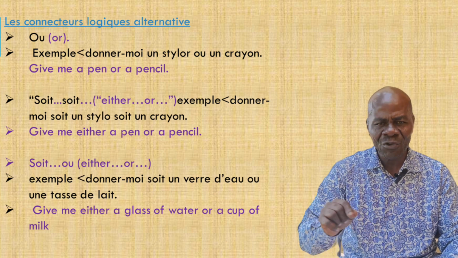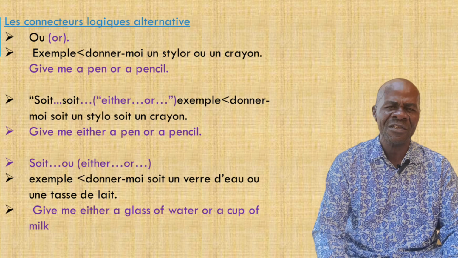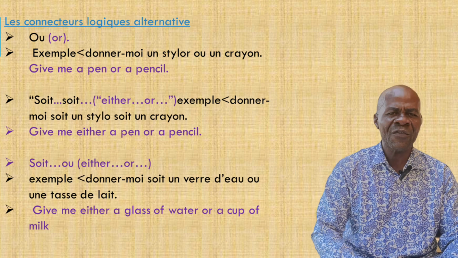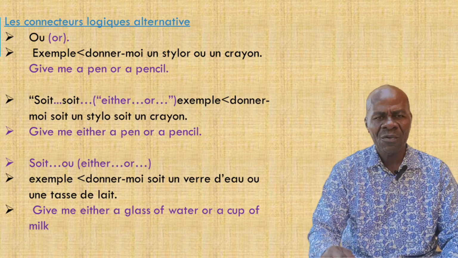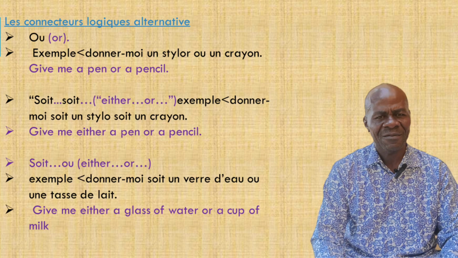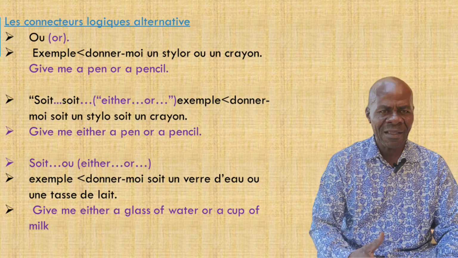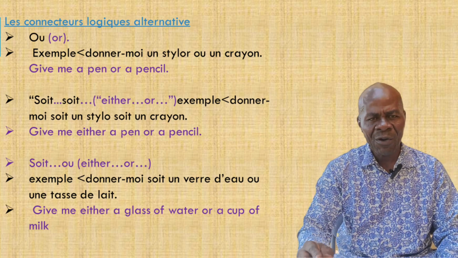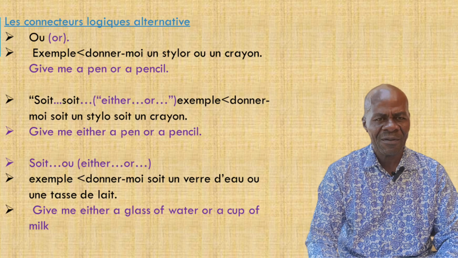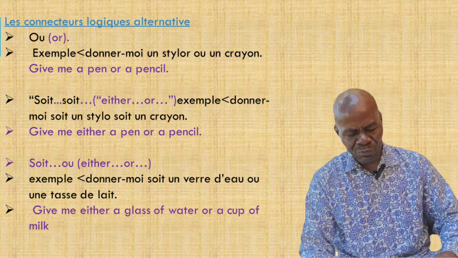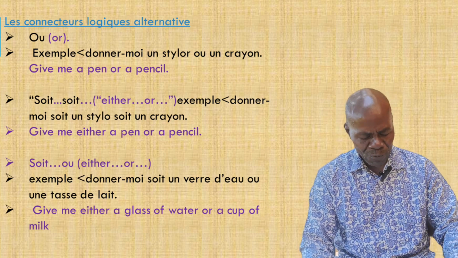Soit, either and or. We also have this in French language. Donnez-moi soit un verre d'eau ou une tasse de lait. Give me either a glass of water or a cup of milk. Vous voyez?